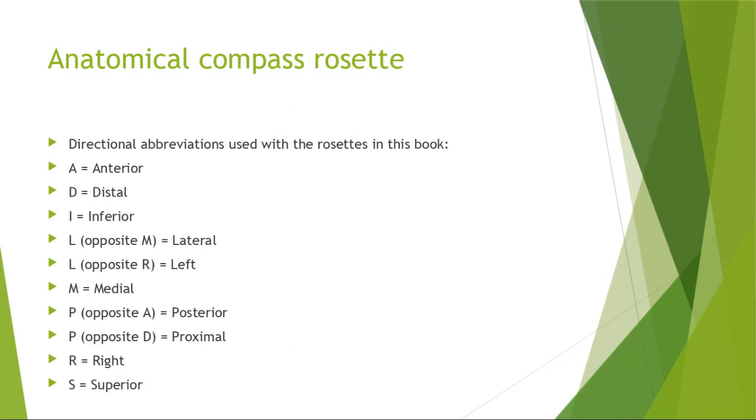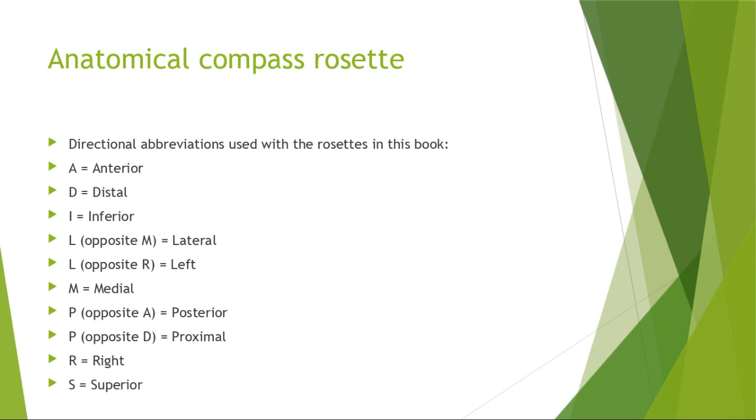Anatomical compass rosette. This is something that you definitely need to know. You need to know this throughout, no matter what field you're going in, but specifically in medicine, nursing, phlebotomy, if you're a paramedic, any type of field, this is a really good rosette to keep in mind. Based on your anatomical position, these are the rosettes that go with it.